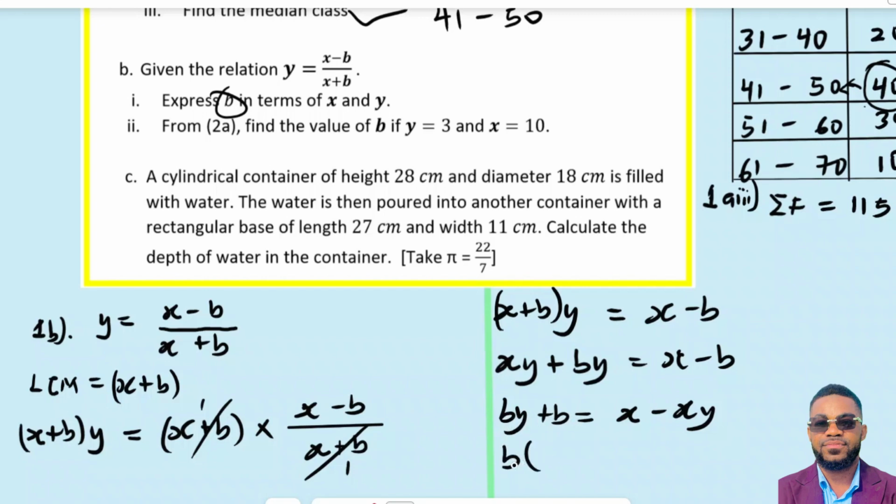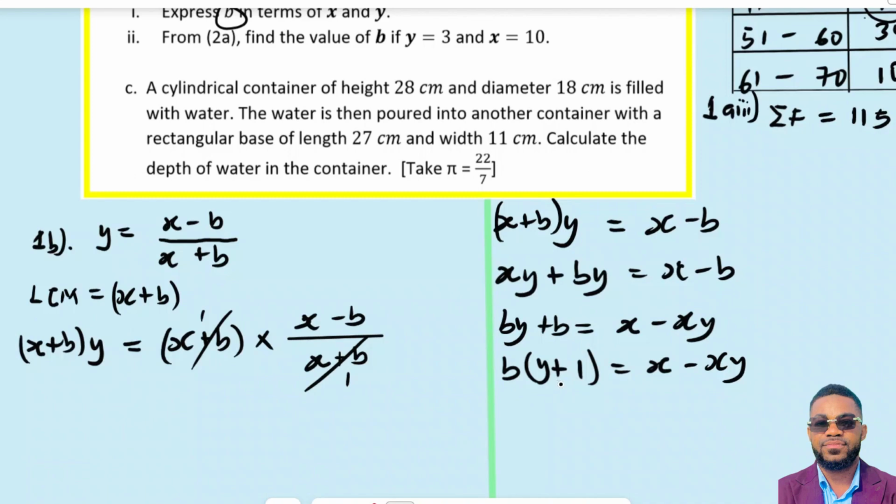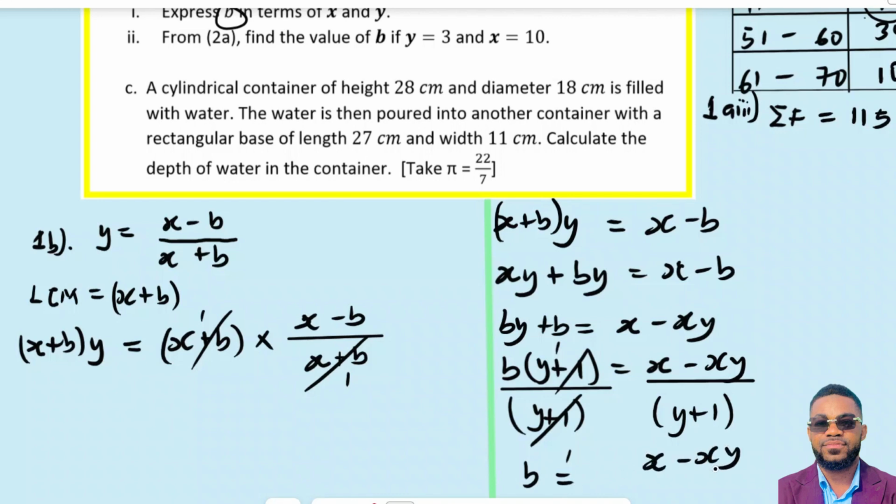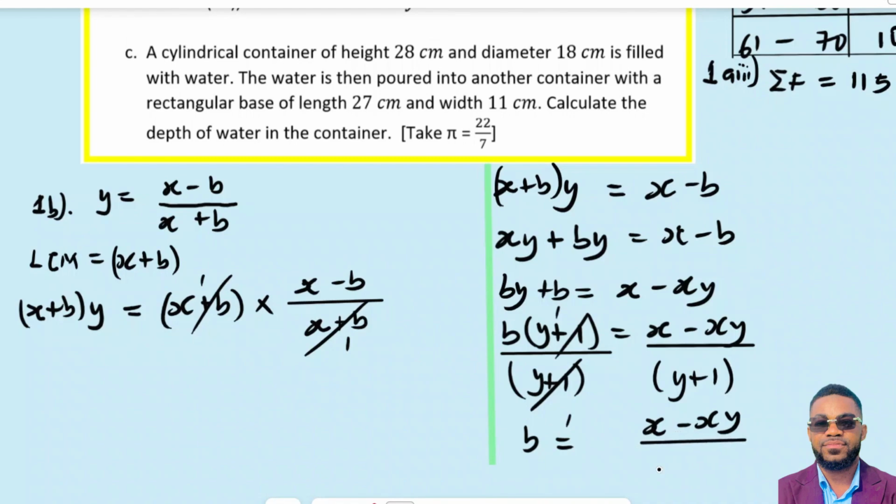So b out, and b goes into by, y times. B goes into b, one, equal to x minus xy. So at this point, we have only one b. So to make b the subject, we just have to divide the whole of this side by y plus 1, and the whole of this side too by the same thing, which is y plus 1. So easily this one can cancel this one, so you are left with b. So b is equal to x minus xy all over y plus 1. So this is how we can make b the subject of the relation.